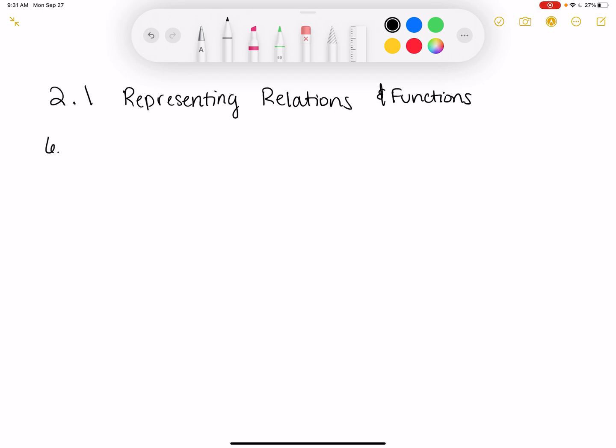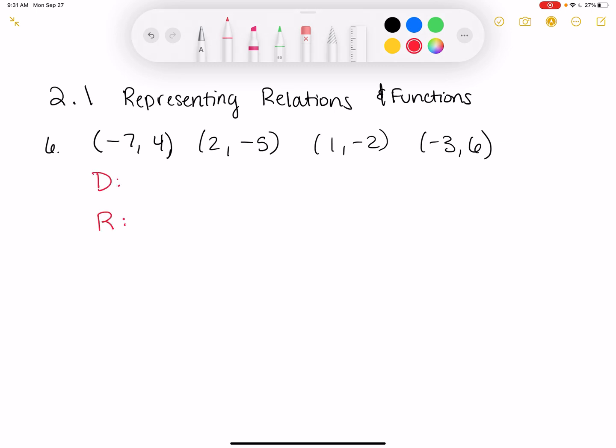Alright, so we're going to start with number 6. These ones say to identify the domain and range of the given relation, then represent the relation using a graph and a mapping diagram. So I'm going to copy down all the points that are listed. So, (-7, 4), (2, -5), (1, -2), and (-3, 6). Alright, so it wants domain and range, and then it wants a graph, and then it wants our mapping diagram, which is the input-output table.